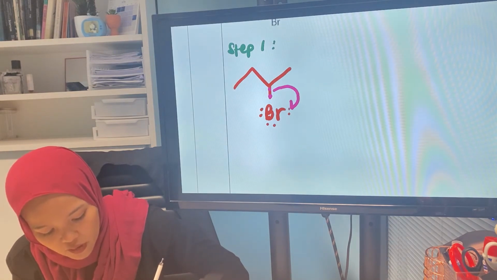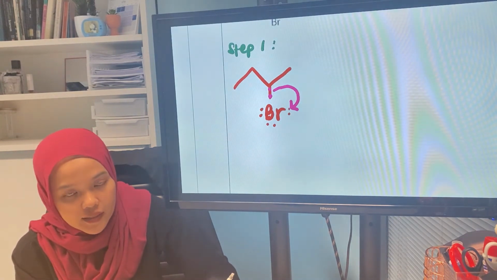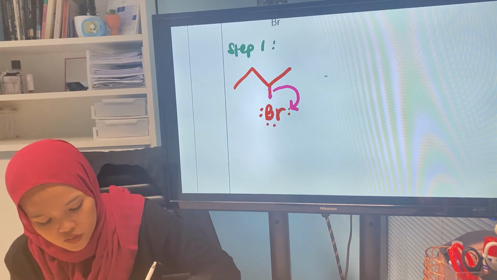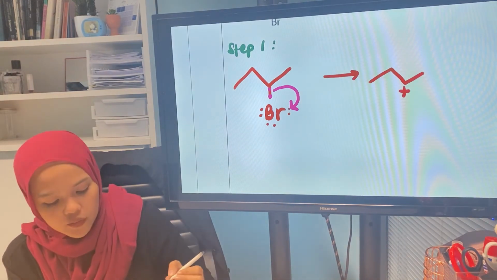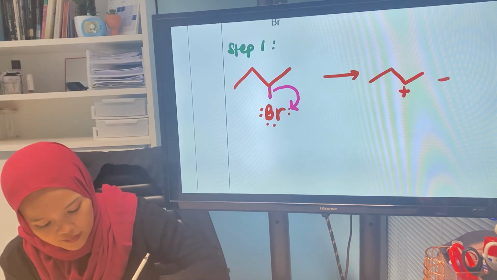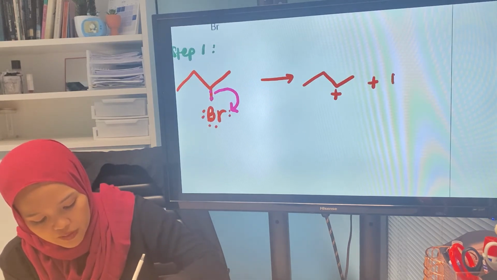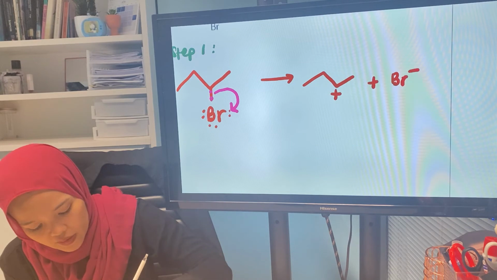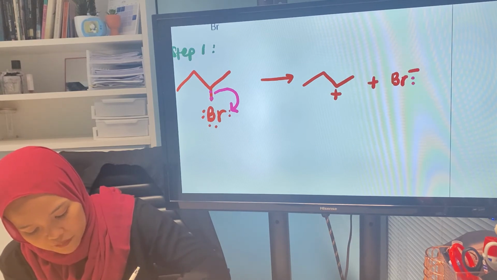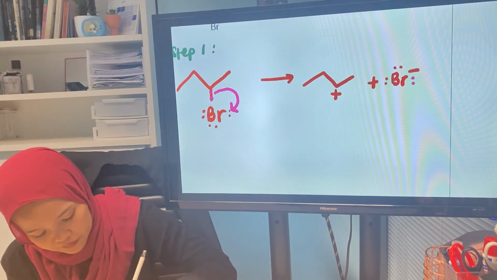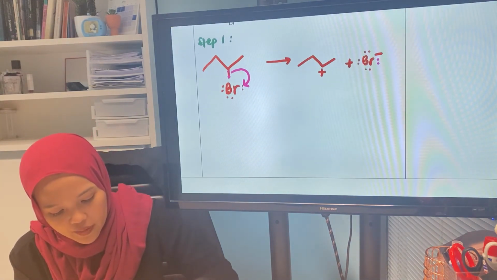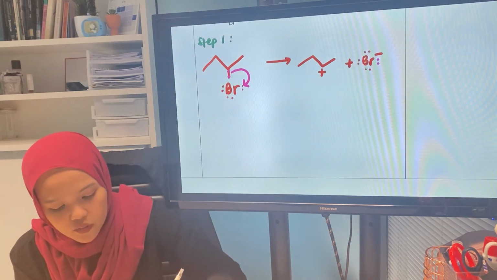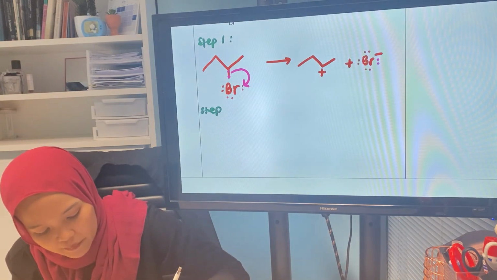these electrons are going to be transferred to this Br. So it will produce a carbocation here, and it will produce Br minus. So you are going to have Br minus. Next, what happened? The second step, step 2.